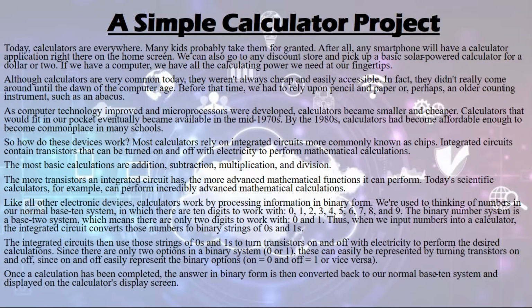The integrated circuits then use those strings of zeros and ones to turn transistors on and off the electricity to perform the desired calculation. Since there are only two options in a binary system, 0 or 1, this can easily be represented by turning transistors on and off, since on and off easily represent the binary options.